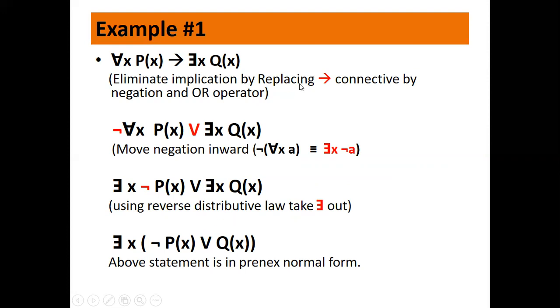What did we do? We eliminated the implication connective and replaced it by negation and or. Then we moved that negation inside. When we move it, for all x gets converted to there exists x. Then in the next step, we took there exists x, the existential quantifier, outside as a common factor. And the statement is converted into prenex normal form, where the quantifiers are at the prefix and the rest is the matrix, which does not contain any quantifier. I hope it is a little clear.